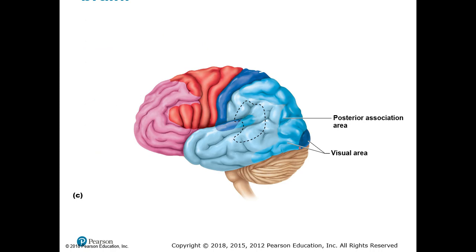So here we have two areas of our occipital lobe. We have our visual area, and then again our posterior association area.